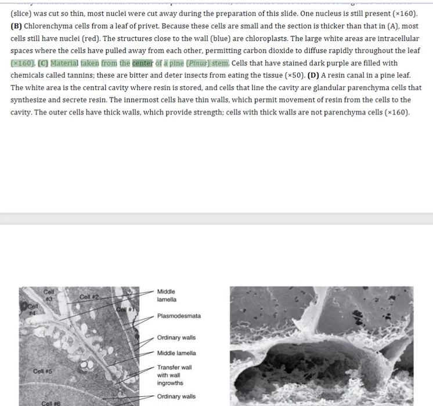Material taken from the center of a pine stem. Cells that have stained dark purple are filled with chemicals called tannins. These are bitter and deter insects from eating the tissue.